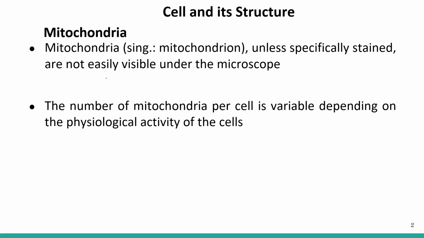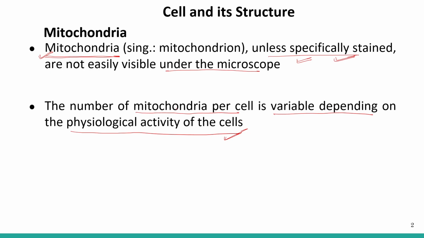Mitochondria is a very important organelle, but it cannot be seen under the microscope unless it is specifically stained. So if we want to see the mitochondria under the microscope, we have to stain the cell. The number of mitochondria per cell is variable depending on the physiological activities of the cell, so it varies from cell to cell.